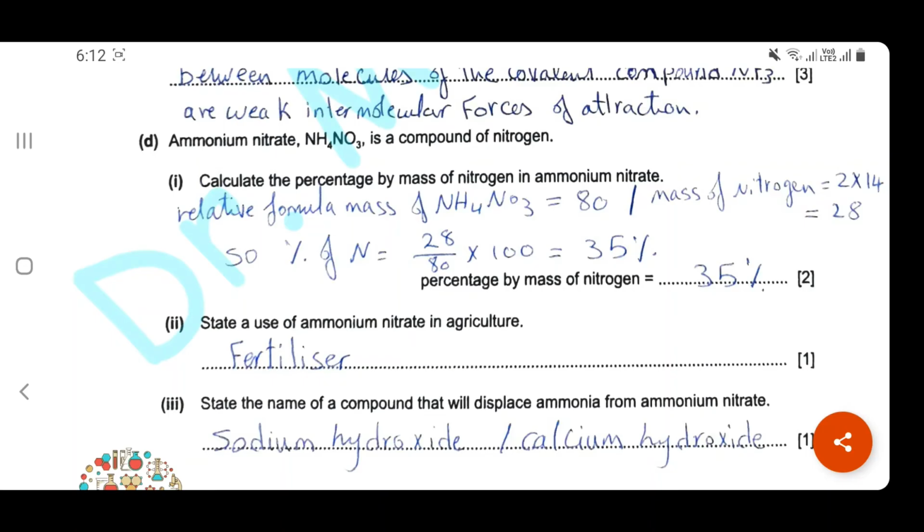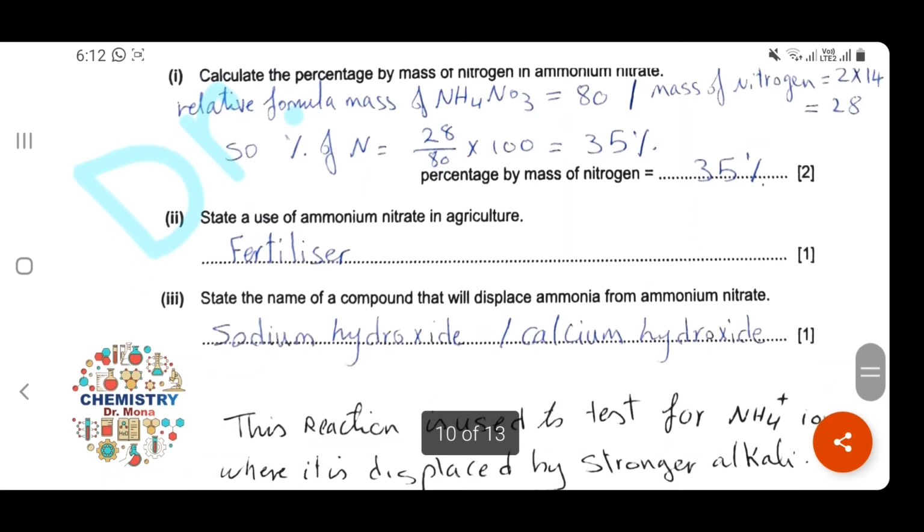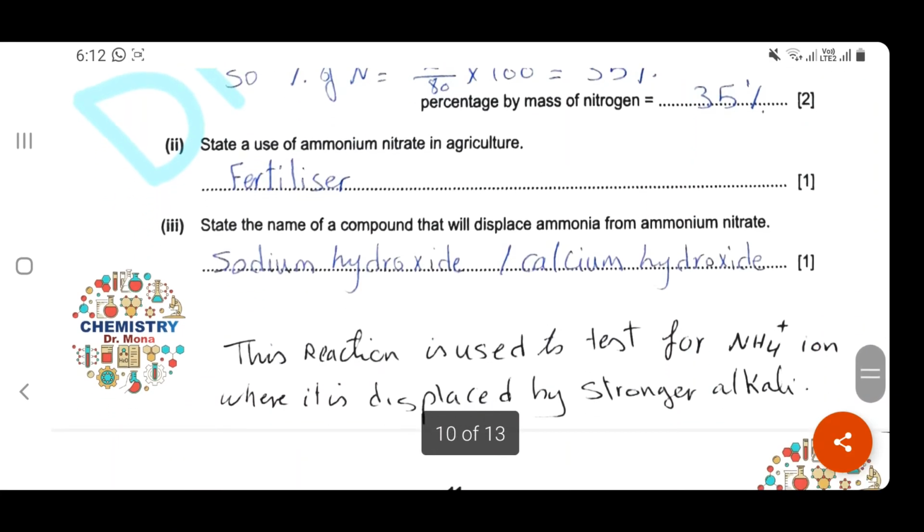And the mass of nitrogen here, 2 multiplied by 14, is 28. So the percentage of nitrogen will be 28 divided by 80, multiplied by 100. This will be 35%. State one use for ammonium nitrate in agriculture. This is, of course, fertilizer.